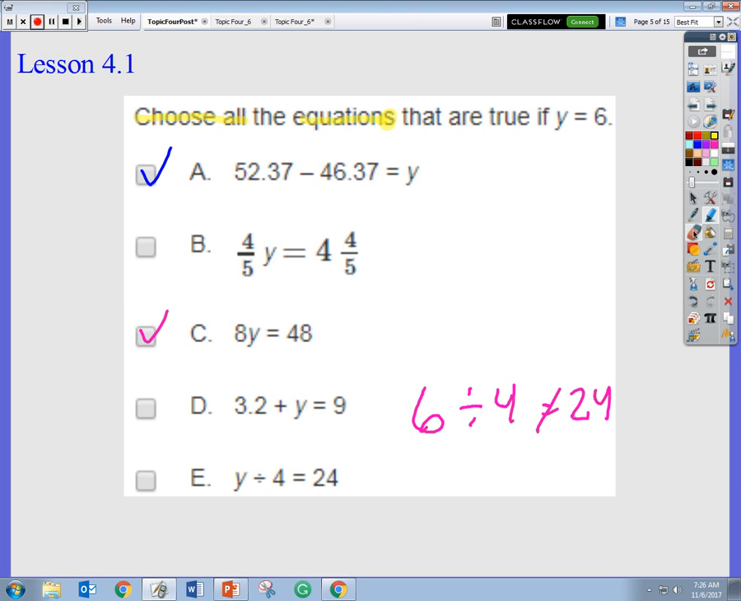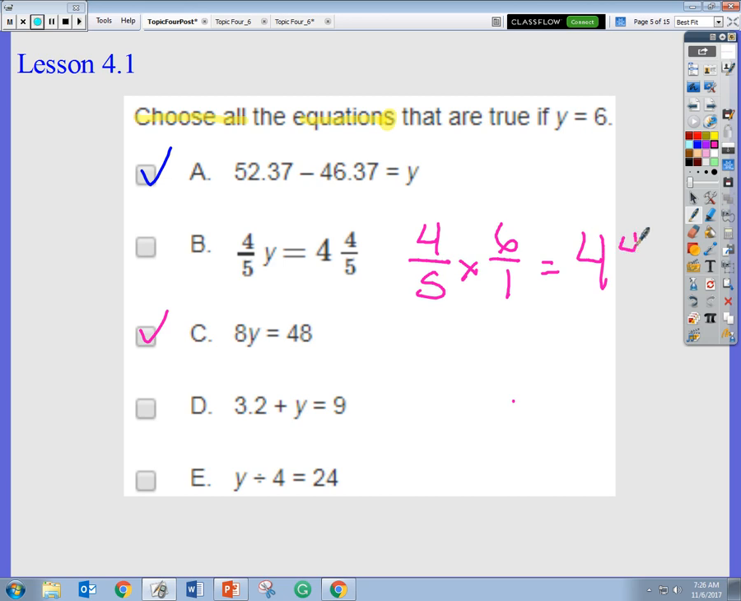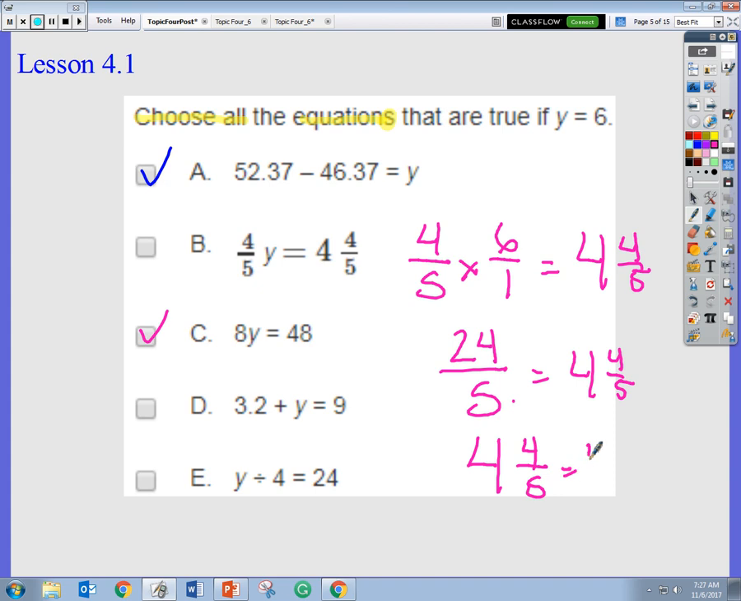I just realized I messed up. Look at that. That is 4/5 times 6 over 1. Ooh, let's take a look. We might have another answer. Equals 4 and 4/5. We cannot do any cross reduction here, so we have 4 times 6, which is 24, over 5. We hope that equals 4 and 4/5. 5 goes into 24 4 times with 4 left over. Hey, look, we found another one.